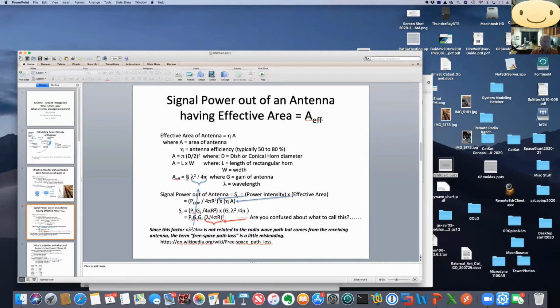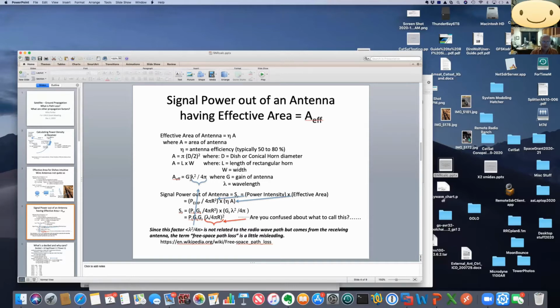If that wavelength was 70 centimeters, which is the frequency that we're going to use for command and control at 436 megahertz, that gain would be on the order of 25 decibels, or something on the order of 300, 3 times 10 squared rather than 10 to the fifth.